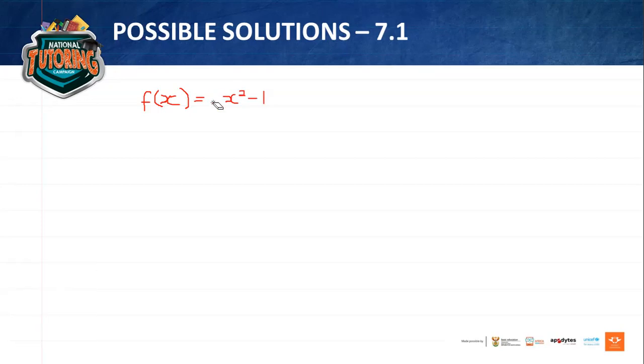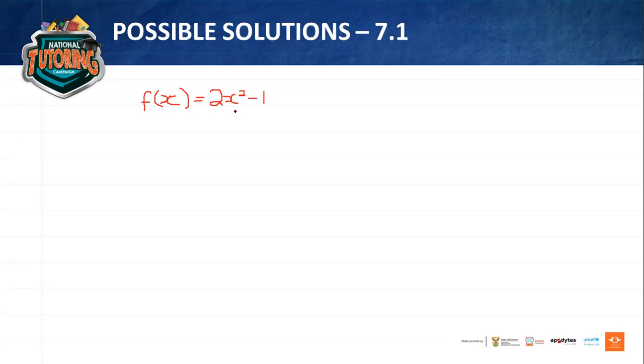Let's have a nice 2 here. So this is what it was given to us. I want to make it big. So now this is what it was given to us: f at x is equal to 2x squared minus 1.